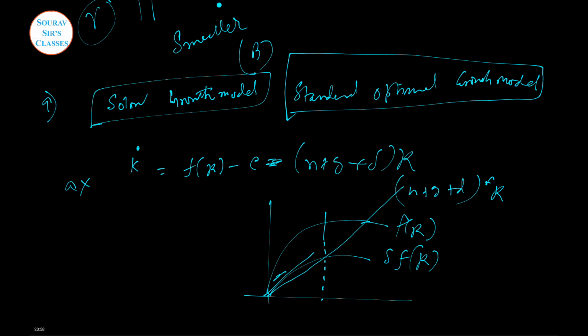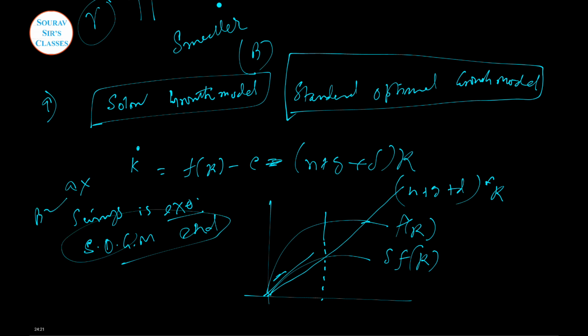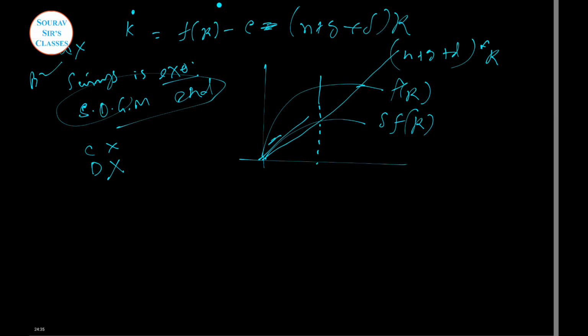The savings rate is exogenous in the former, meaning in the Solow growth model. Yes, you can see that savings is exogenously given, and endogenous in the standard optimal growth model. Yes, so option B seems to be the correct option. Option C says capital utilization is exogenous in the former but endogenous in the latter. It's not about capital accumulation, so C is incorrect. Option D, none of these, is also incorrect. So for question 9, B is correct.